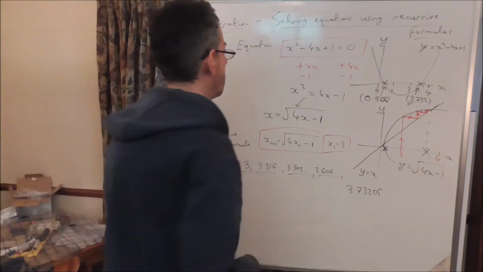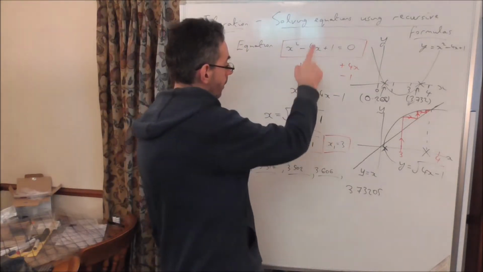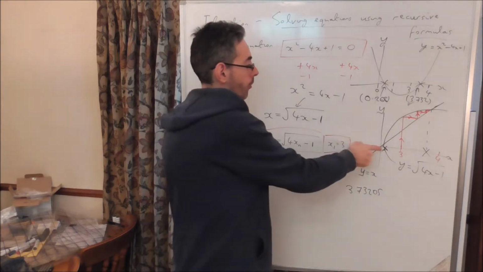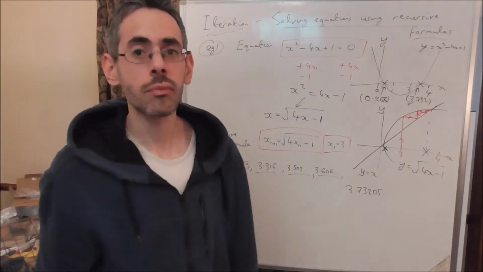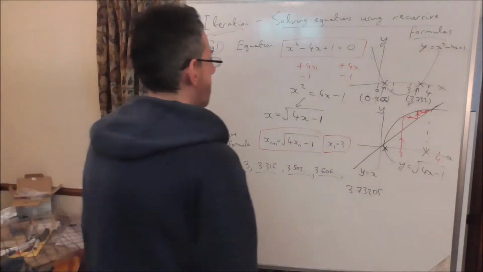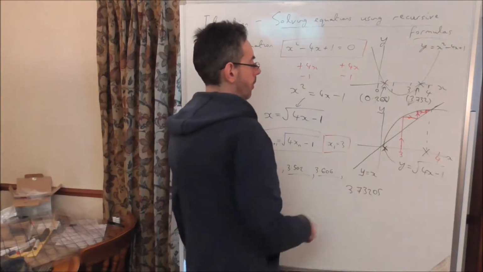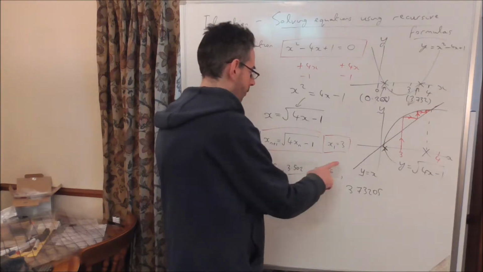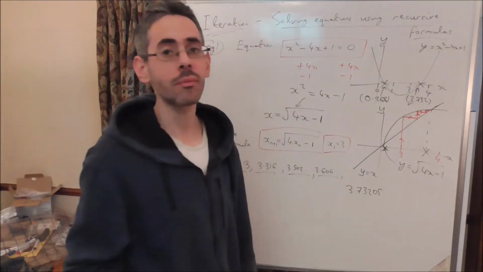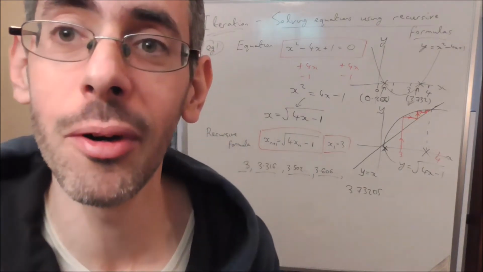Maybe it's impossible. Maybe you'd need to rearrange the original equation in a different form to get a recursive formula to find this solution. So these are a few things to think about. But hopefully this picture shows you what's going on and why this sequence gets closer and closer and closer to this solution over here. Right, to finish off I'm going to do one more example.